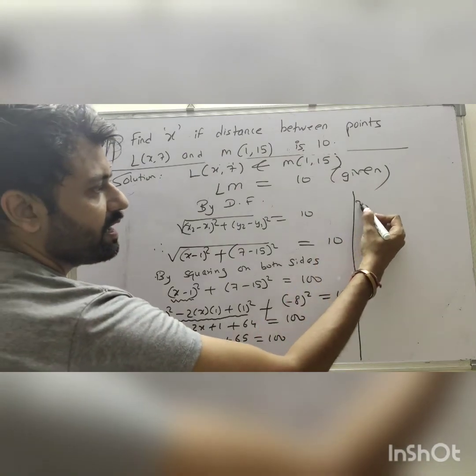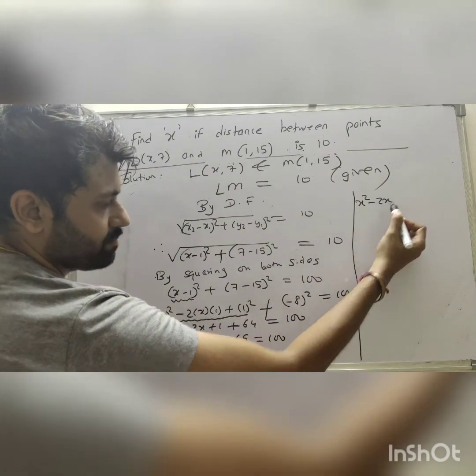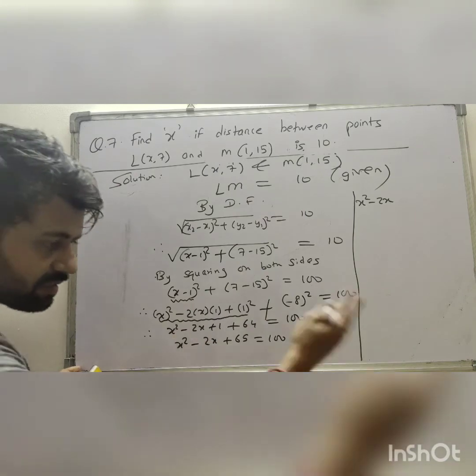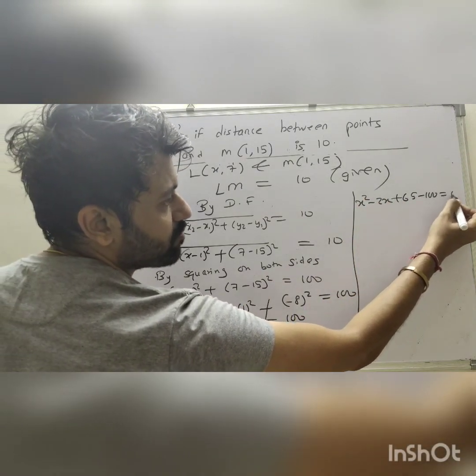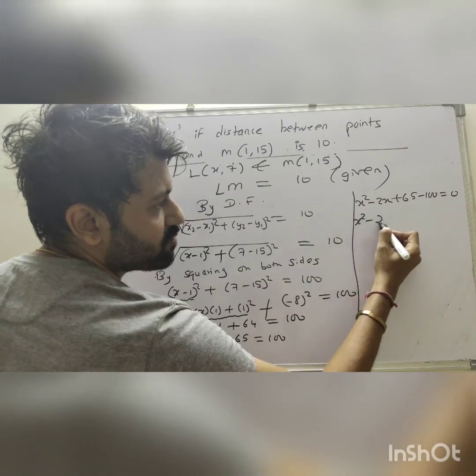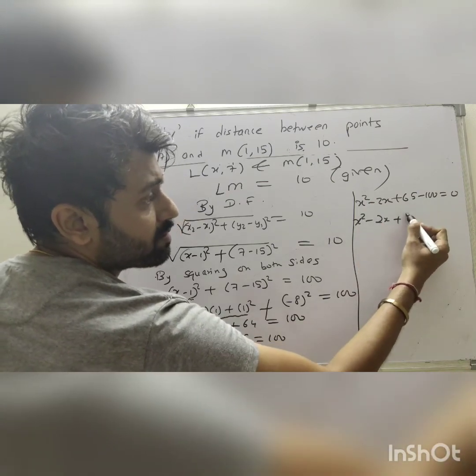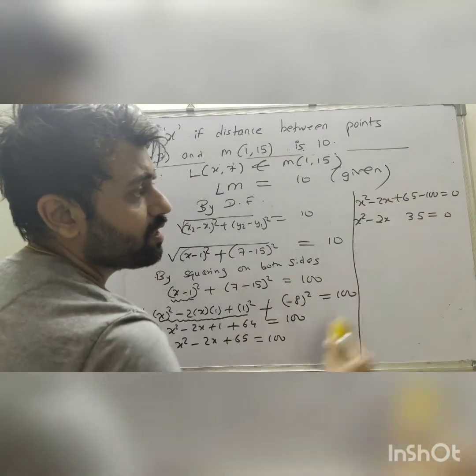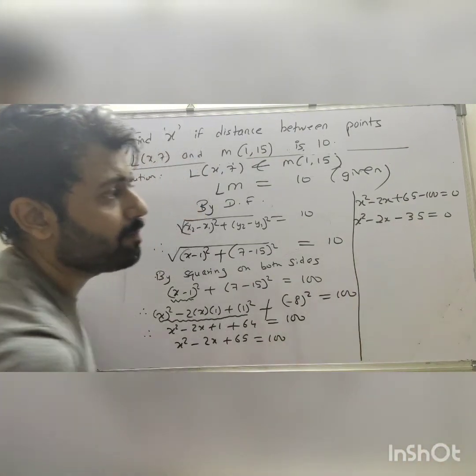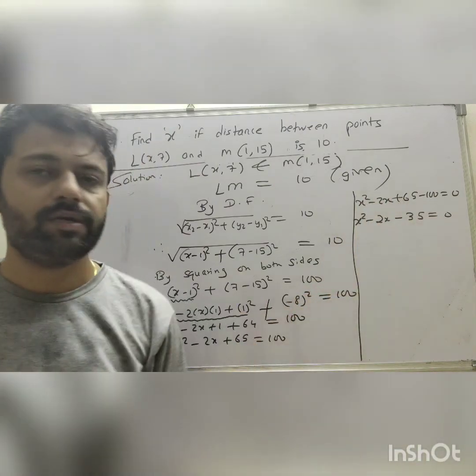x square minus 2x, and we won't send 65 there; we will bring 100 here. Plus 65 minus 100 is equal to 0. x square minus 2x plus 35 is equal to 0. Not plus 35, you will have to write minus 35, because plus and minus gives minus.